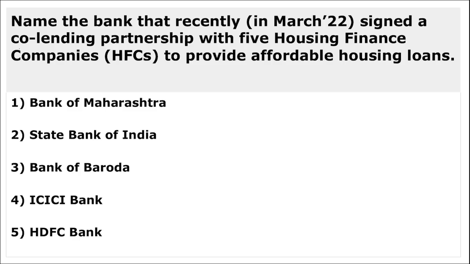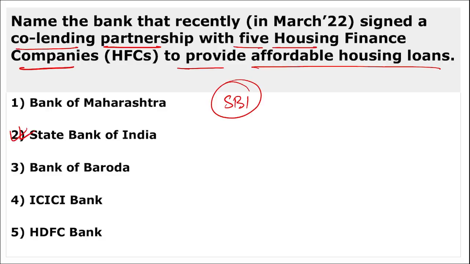Next, name the bank that recently signed a co-lending partnership with 5 housing finance companies to provide affordable housing loans. So it was your State Bank of India. SBI has signed a co-lending partnership with 5 housing finance companies to provide affordable housing loans.